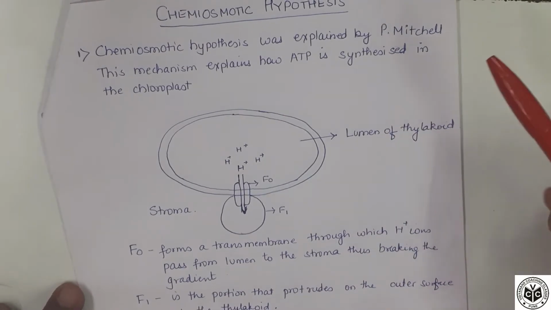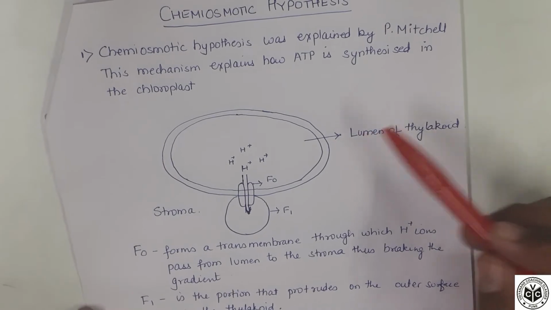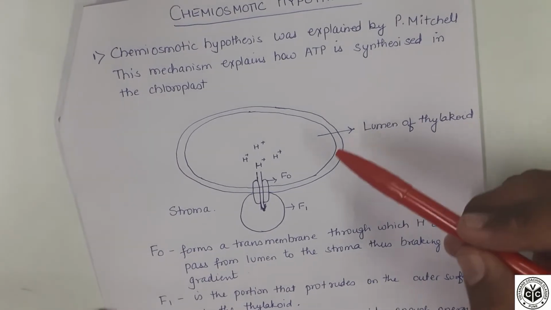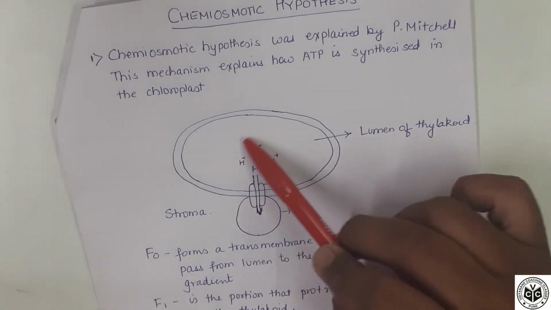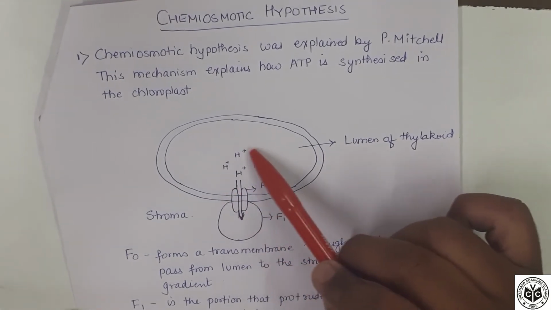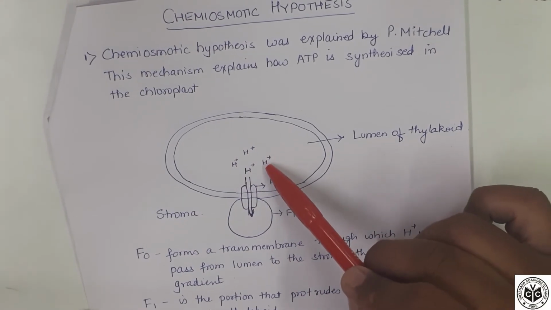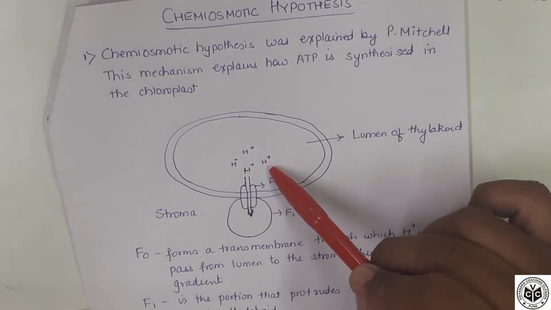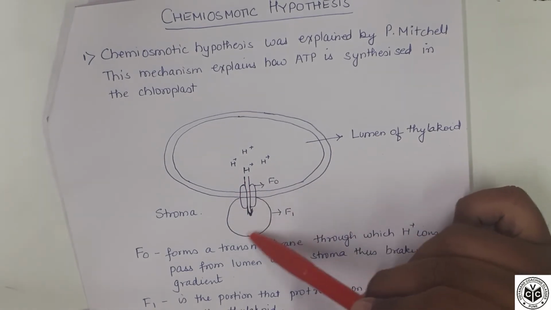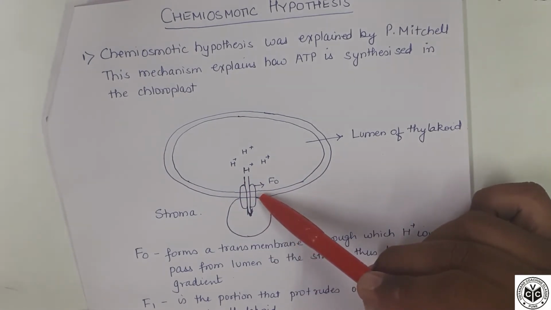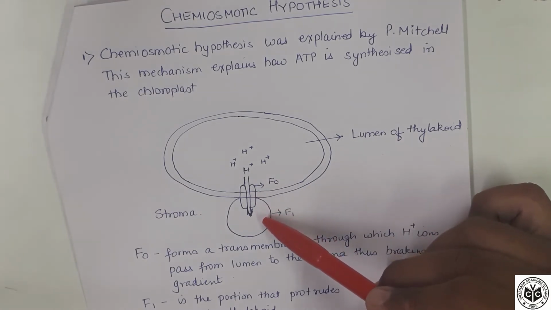Now all of us know that during photolysis, water is broken down into hydrogen and oxygen. All those hydrogen ions, or the protons, get accumulated in this lumen of the thylakoid, and since the number goes on increasing, they build up a concentration gradient in the lumen of the thylakoid. Now this structure which you see at the membrane of the thylakoid is nothing but the enzyme ATP synthetase.